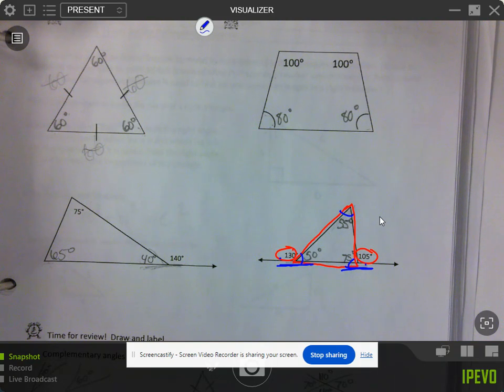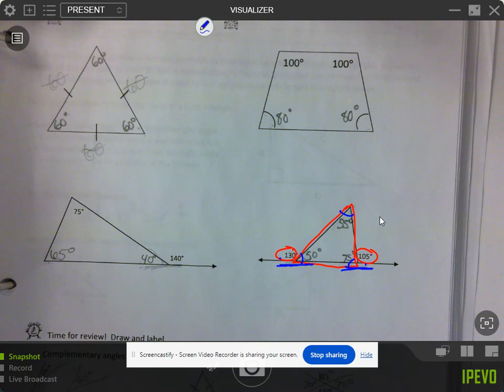So now I have 2 inside angles. Now it's easy to find that third angle. So always look inside the shape. Use the outside information to help you fill in the inside of the shape. Does that make more sense?